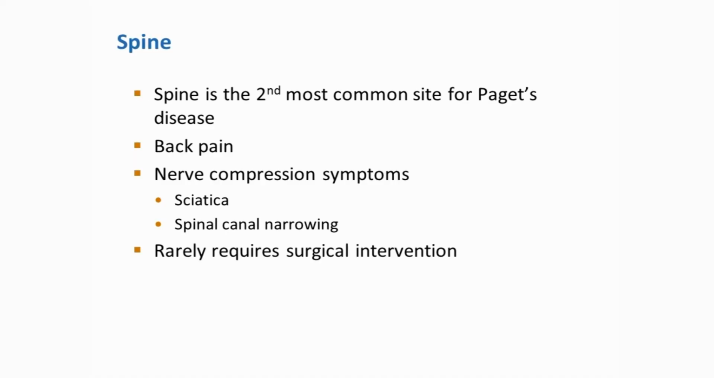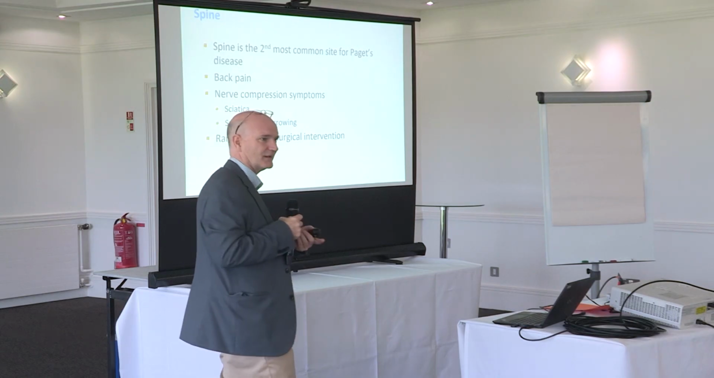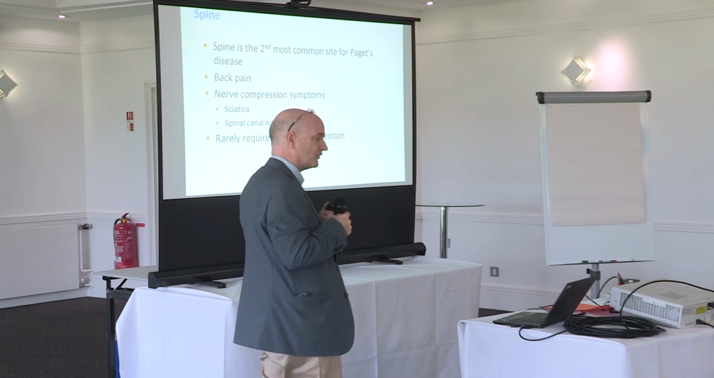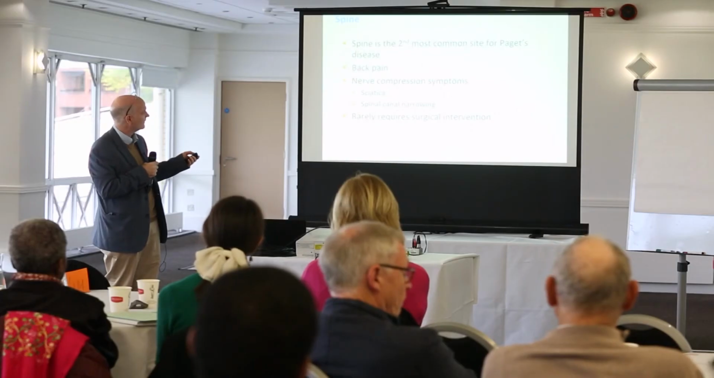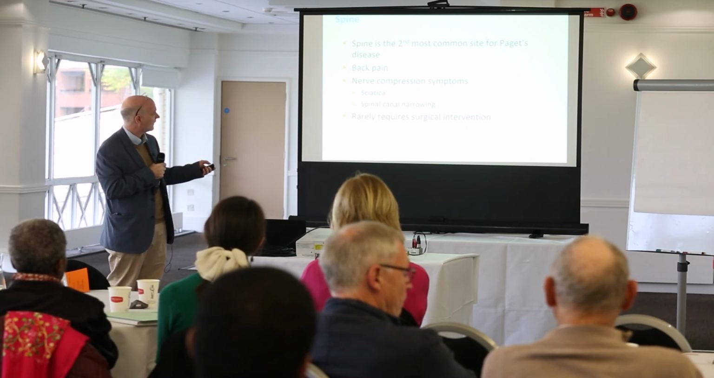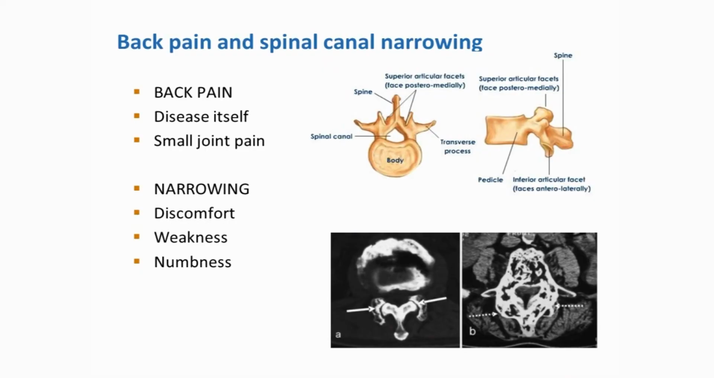And if we go on to the spine, it is the second most common site for Paget's disease, and back pain is very, very common. The back pain can be due to the disease itself, although we know that there's no clear relationship between whether the bone is turning over fast and the pain. It can also be due to damage of the joints and also nerve compression symptoms.